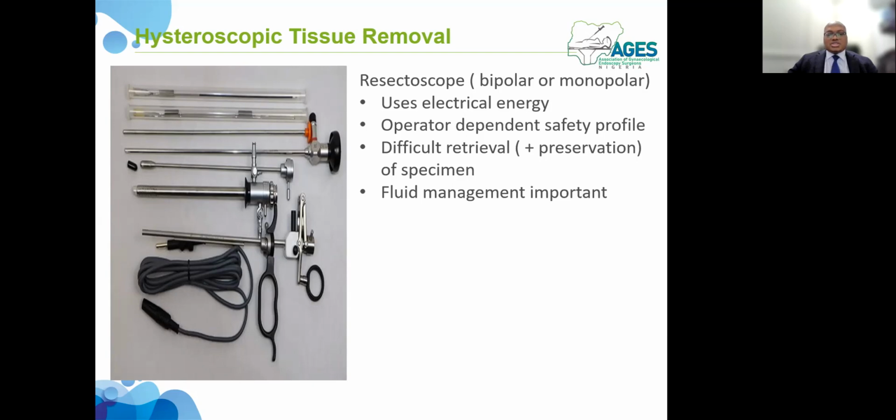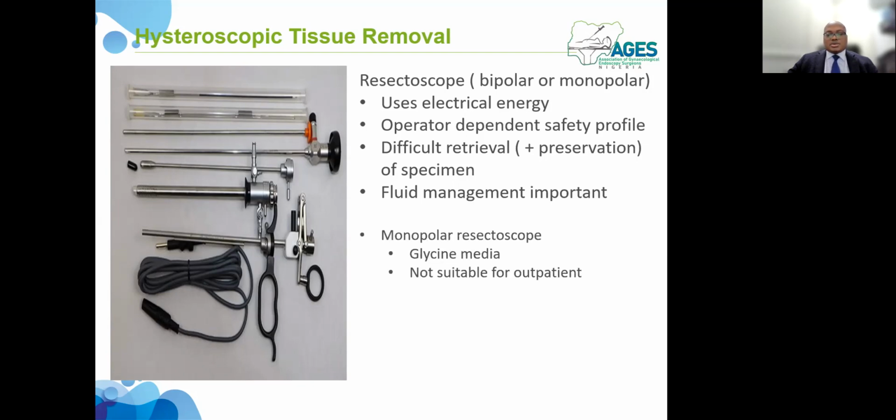On removal of the tissue, which could be polyp or fibroid, there could be difficulty retrieving the specimen, which sometimes can float in the cavity. And also due to electrical spread, there could be problem interpreting the specimen on histology as it is not well preserved. Fluid management is always an important factor that needs to be considered.